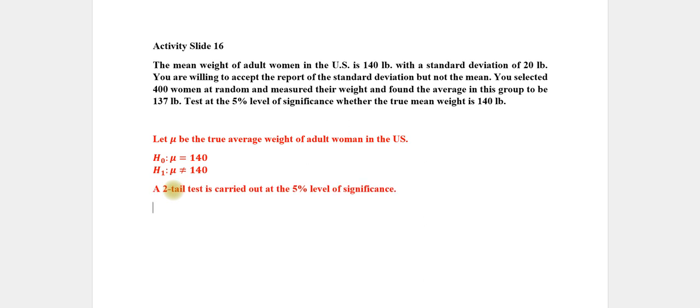is to state any assumption that is required. Since here we are dealing with a large sample and sigma is known, there is no specific assumption to make except the assumption that works in almost all situations, which is the assumption of randomness. But in this particular question, it's already mentioned that you've selected 400 women at random. So in this context, there is no need for you to write the assumption at all.